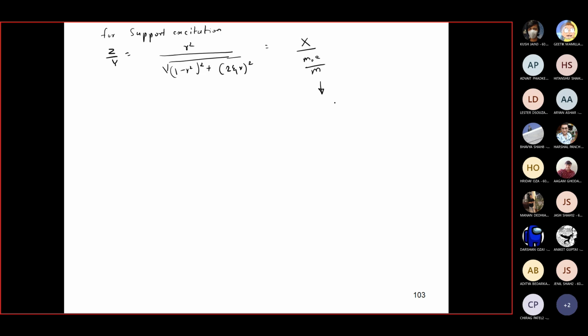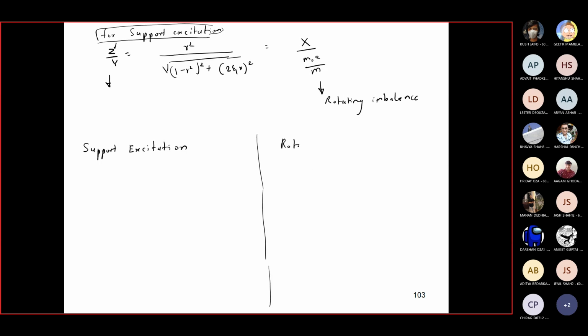All right, so this is for the rotating imbalance, and this is for the support excitation. Right. So let's see what is the similarity between these two. Support excitation, rotating imbalance.